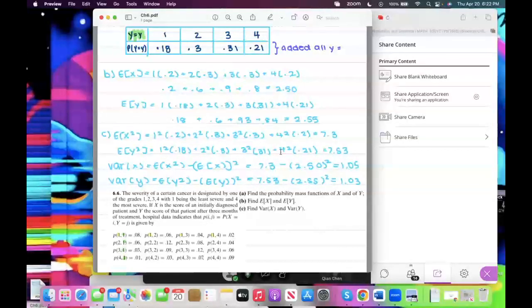So from before, we have 7.3, and then I subtracted the 2.5 from the expected value and raised it to the second power. So I combined the two numbers, which was helpful for me, and then I did the same for the variance of Y. So I got that the variance of X, the variance of the initial diagnosis, is 1.05, which is very close to the variance for the patient 3 months later. Very interesting, huh? The numbers are very close.